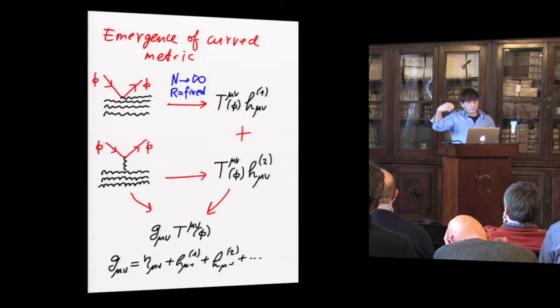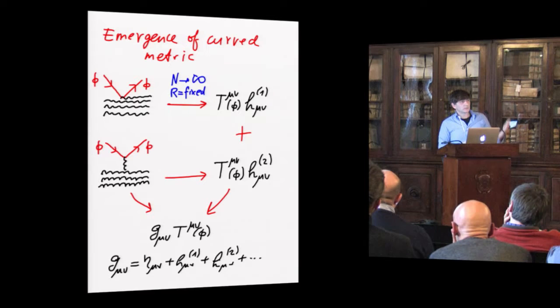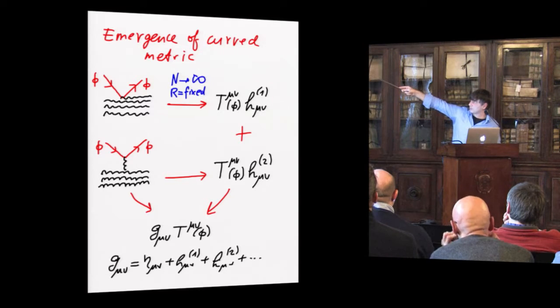Now, if I have a probe, this probe moves in this background and scatters. It's an intrinsically quantum scattering. Then, what notion of the curved metric emerges? This is an order by order summation of all the scattering diagrams in this background. And you can make a one-to-one correspondence. Actually, it's totally straightforward. You can see, for instance, this corresponds to the leading term.